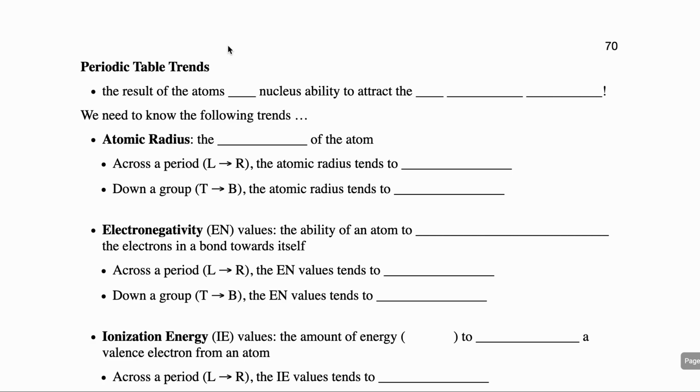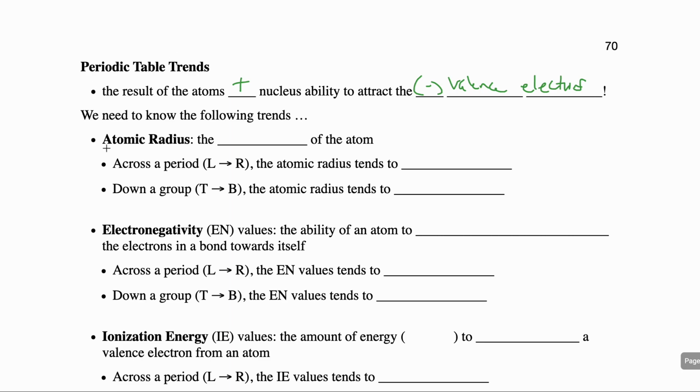Periodic table trends. The periodic trends are mainly a result of the atom's positive nucleus's ability to attract the negative valence electrons. How strongly does that positive nucleus pull and attract the negative valence electrons? There are three atomic periodic table trends that you need to know and be able to define.